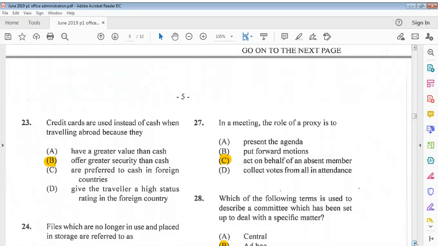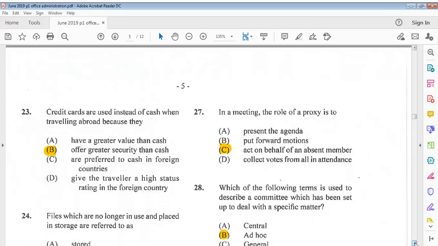Let's move on to question number 23. Credit cards are used instead of cash when traveling abroad because they A, have a greater value than cash, B, offer greater security than cash, C, are preferred to cash in foreign countries, or D, give the traveler a high status rating in the foreign country. Well, we know the answer is B, offer greater security than cash. Nowadays, people are afraid that they will get robbed, so persons no longer walk around with cash. They just use their debit cards or their credit cards for safety reasons. So the answer would be B.